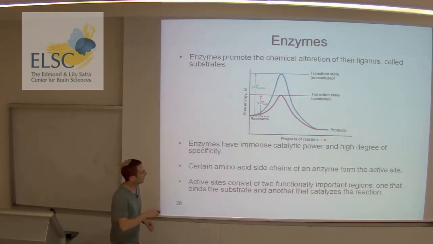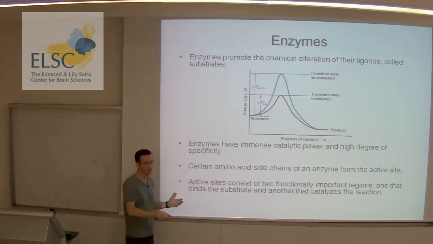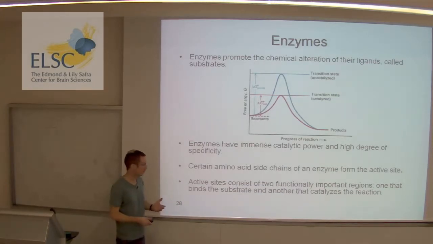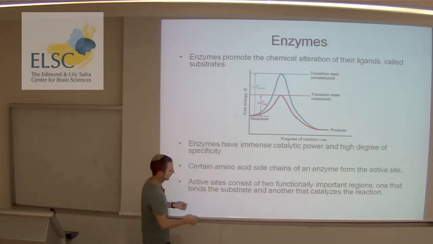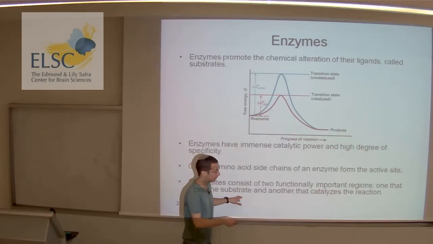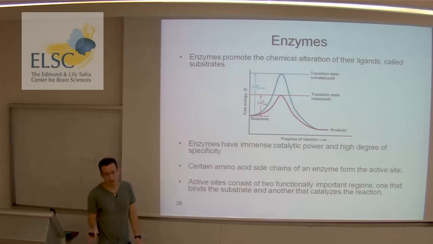Certain amino acids in the enzyme form the active site. More specifically, the active site consists of two sub-regions. The first one is the amino acids that bind the substrate, which is the binding site, obviously. And the other really catalyzes the chemical reaction, which is called the catalytic site. The binding site together with the catalytic site is the definition of the active site of an enzyme.